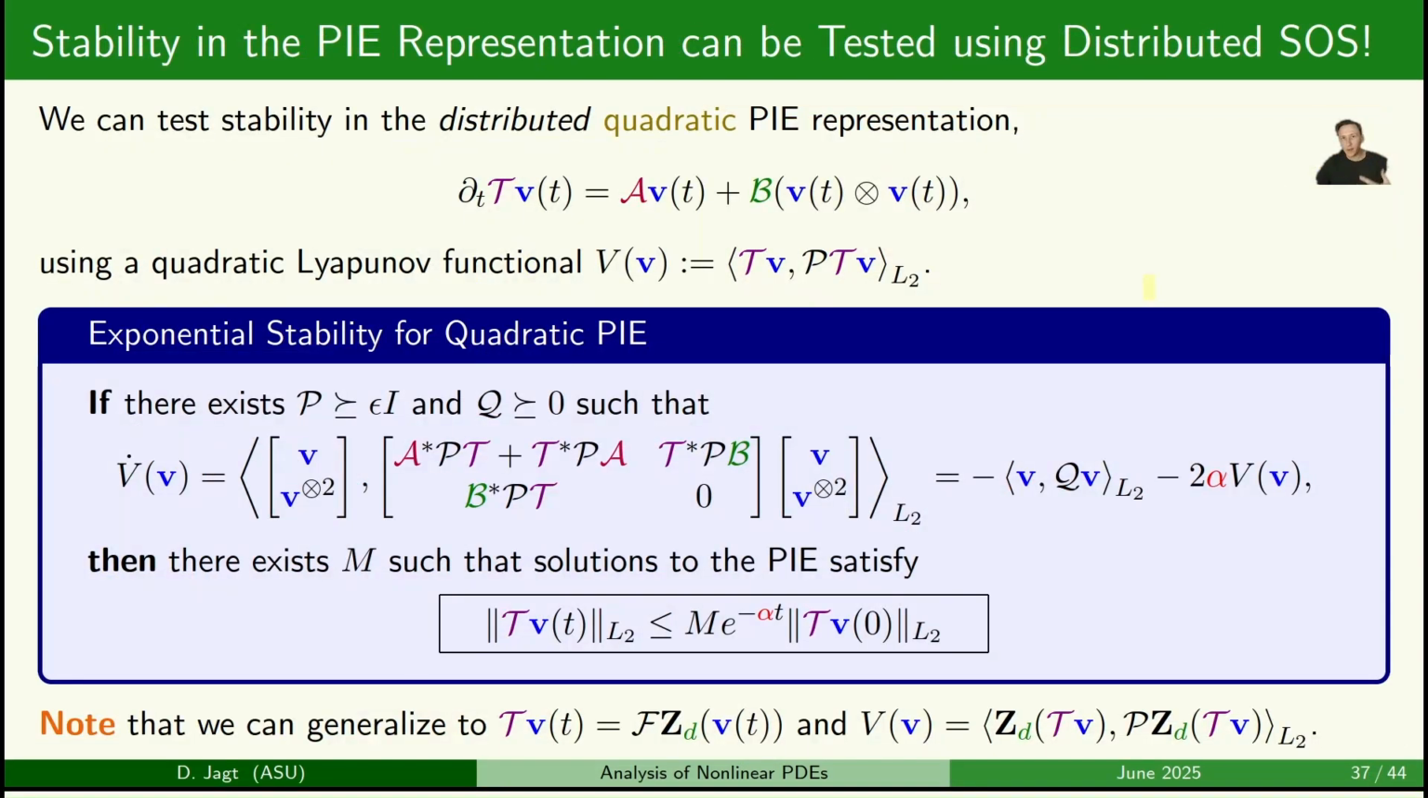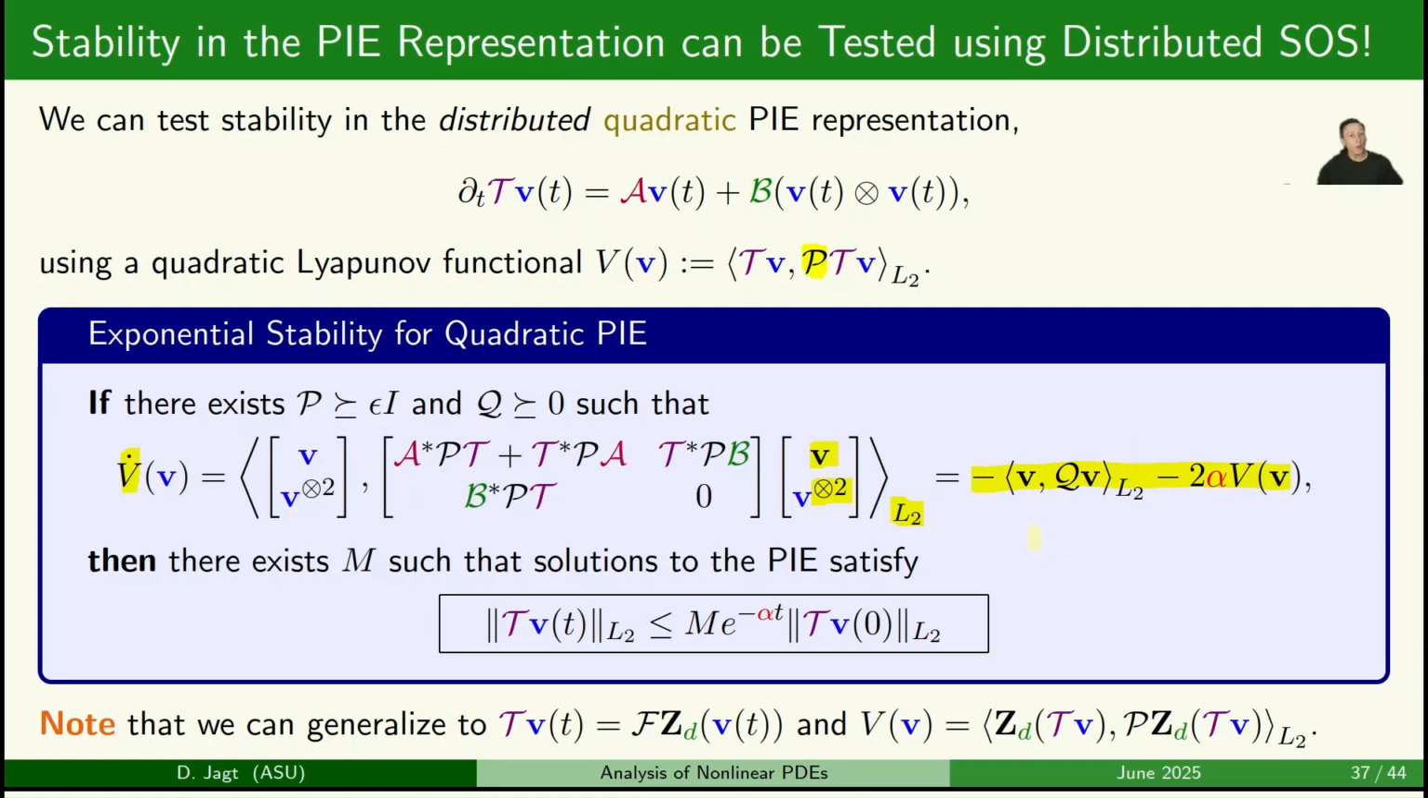So given this quadratic PIE representation of our quadratic PDE expressed using our distributed monomial basis, we can finally perform our SOS programming to test stability. So in particular, we can parameterize a quadratic Lyapunov functional by a PI operator. And then the derivative of this Lyapunov functional along the vector field will take this form here in terms of this L2 inner product and expressed in terms of our distributed monomials. And then we can enforce negativity of this derivative by requiring it to be equal to this negative semi-definite function over here.